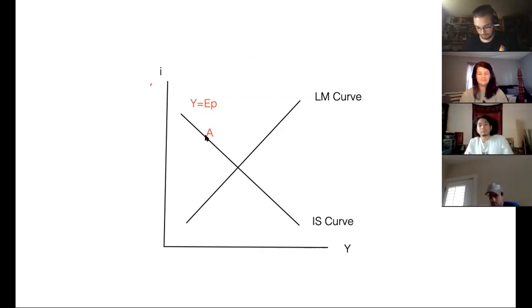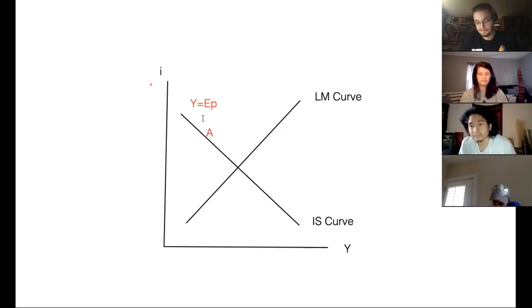Okay, so that's the good news. At A, Y equals EP, and the product market is in equilibrium. Yay us. What about the money market? What can we say about that? Are we on the LM curve? No, we're above it. We are above the LM curve, which means money supply does not equal money demand. We're out of equilibrium in financial markets.